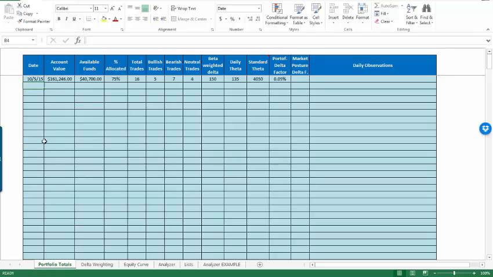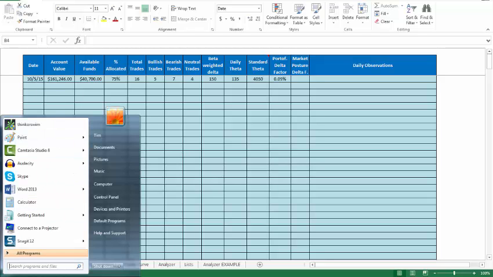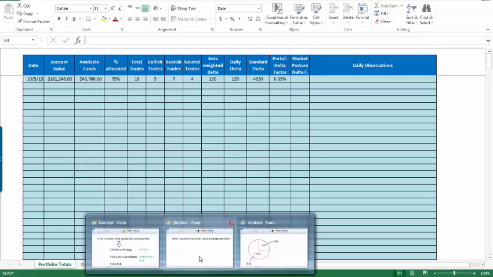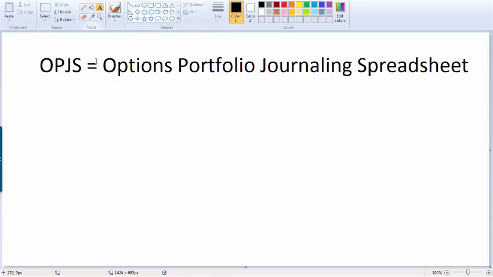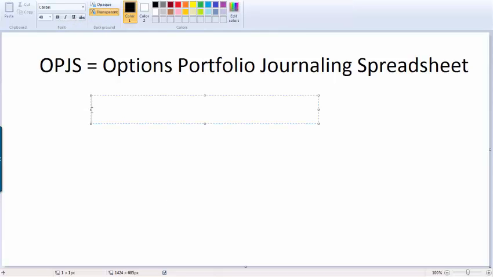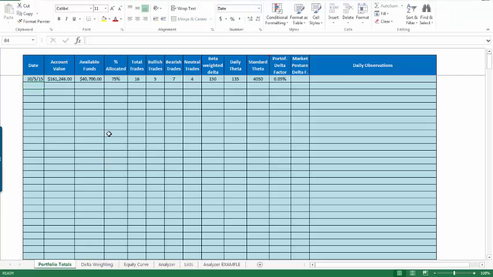OPJS is a simple thing. It's for those traders who want to keep score, okay? It's for those traders who want to keep a record of how they've allocated their portfolio. There are a few things that matter in the OPJS portfolio system. Number one is account value over time, or what we call an equity curve. We have to know how much money we're making or losing over time.